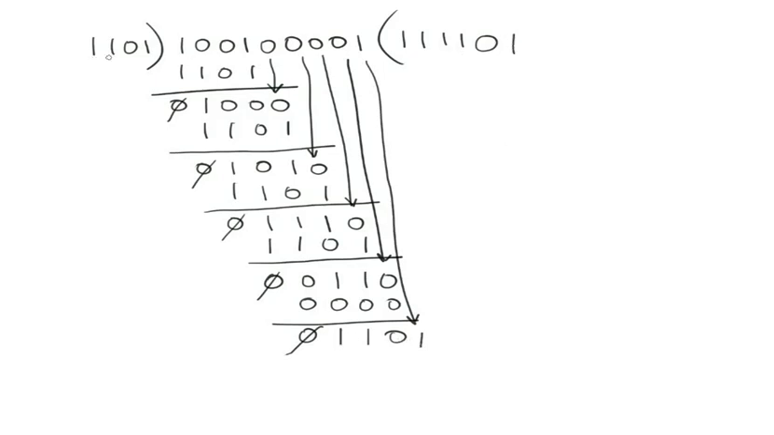1 times 1101 is 1101. Even number of ones is 0, even number of ones is 0, both zeros are also 0, even number of ones is again 0. Now see, here we have got the remainder as 0 0 0 0. This is the remainder.